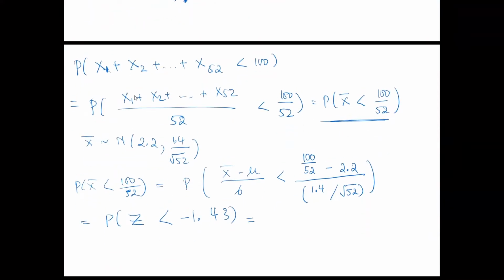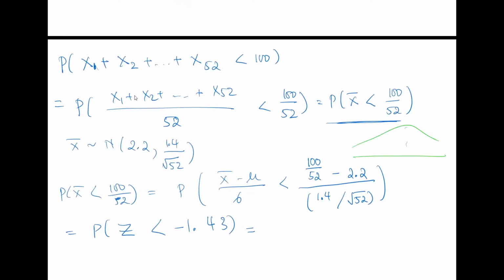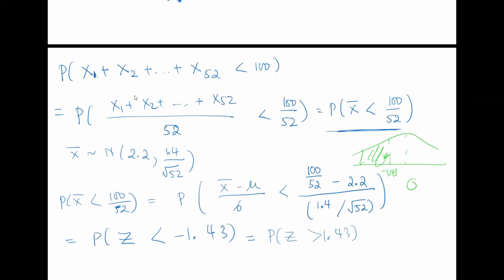So here, if we look at the graph, we have 0 and we have minus 1.43. We want to find this part, right? So again, it's the same as the probability that Z is greater than 1.43. So I draw something symmetric here. These two areas are the same. And in order to calculate this, I can take 0.5 minus the probability that Z is between 0 and 1.43, like this.